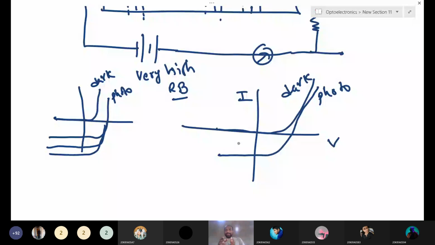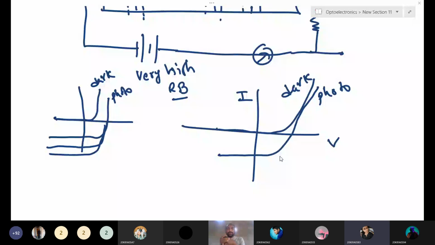Is it clear to everyone how this photodiode works? Is it clear, you guys? Any doubt here? Are you having any doubt? So once again explain, sir.